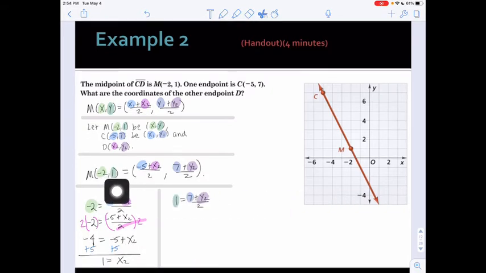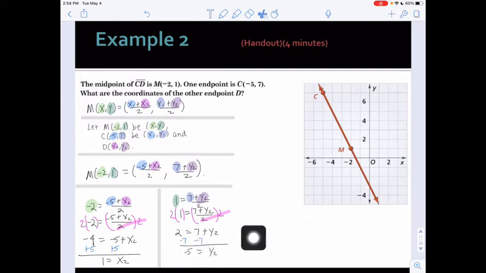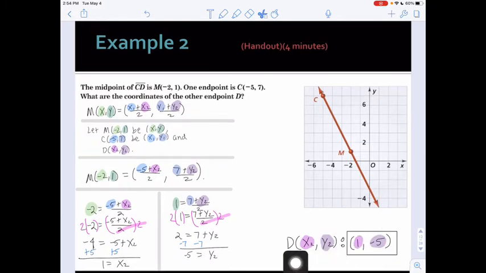Next, we have that the y value must be 1 and (7 plus y2) divided by 2. So 1 must equal (7 plus y2) divided by 2. We again can multiply both sides by 2. 2 divided by 2 gives us 1, and we have 7 plus y2 equals 2 times 1, or 2. We can subtract 7 from both sides. 7 minus 7 is 0. We have y2 on the right. 2 minus 7 is -5, so we get y2 equals -5. Therefore, D, the other endpoint, or (x2, y2), is the point (1, -5).